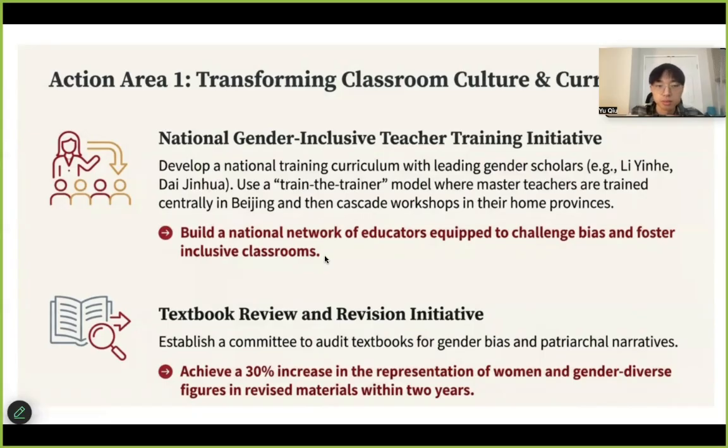So basically, we need to build a national network of educators equipped to challenge bias and foster inclusive classrooms. Another one is the textbook review and revision initiative. Establish a committee to audit textbooks for gender bias and patriarchal narratives. So the success indicator is to achieve a 30% increase in the representation of women and gender diverse figures in revised material within 2 years.